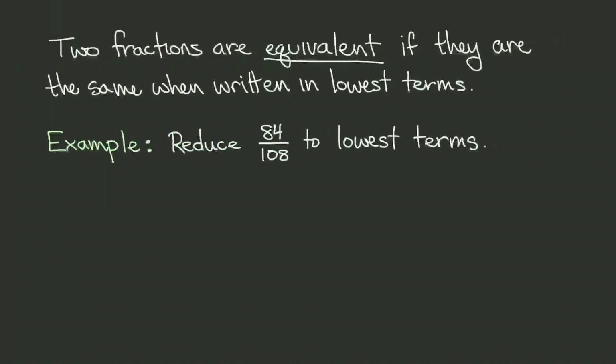We say that 2 fractions are equivalent if they are the same when they're written in lowest terms. So what we just did was we reduced 2/8 to its lowest terms. Let's try reducing another fraction to its lowest terms. To reduce 84 over 108 to its lowest terms, the first thing that we need to do is start factoring it. Now it turns out that 84 and 108 are actually both divisible by 12. In fact, 84 is 12 times 7, and 108 is 12 times 9. Since I have a 12 in the numerator and the denominator, I can cancel those 2 out and reduce this fraction to 7 over 9.